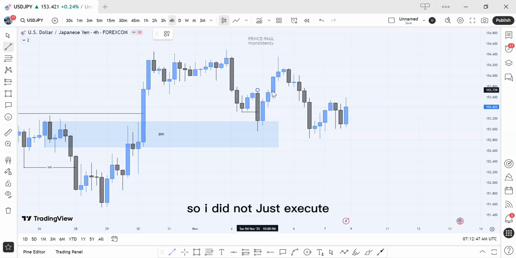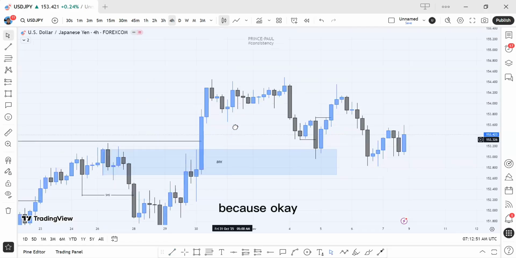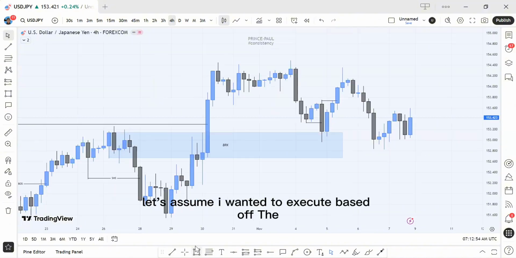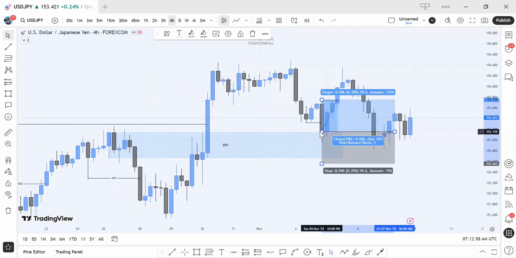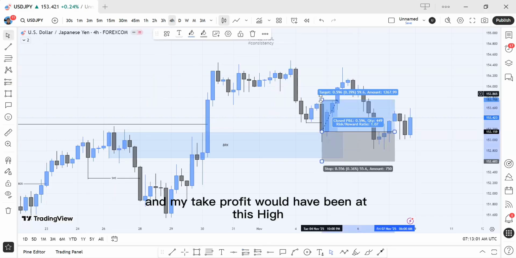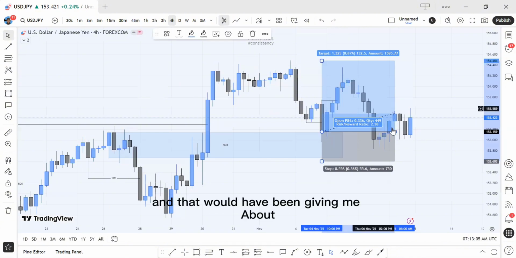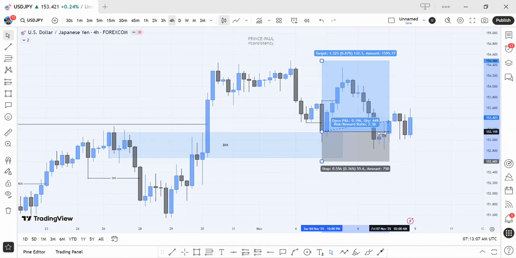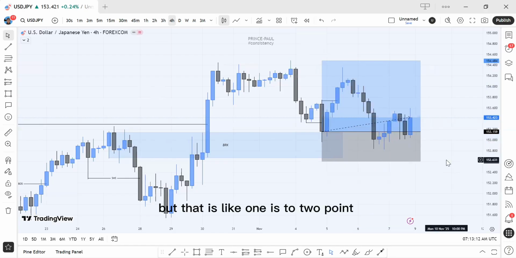So I did not just execute based off the breaker block. Why? Because okay, let's assume I wanted to execute based off the breaker block. My entry would have been here, my stop loss would have been a little bit below, and my take profit would have been at this current high over here. And that would have been giving me about 1:2. Although the trade is still running, that's like 1:2.38.